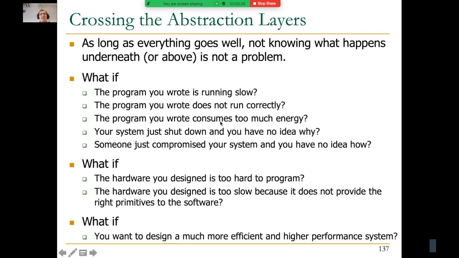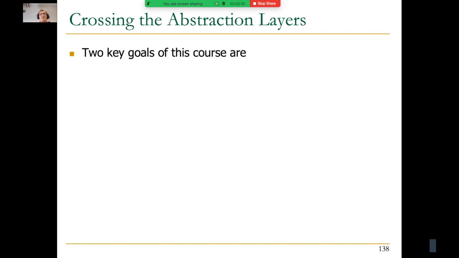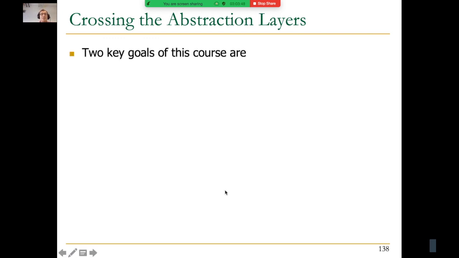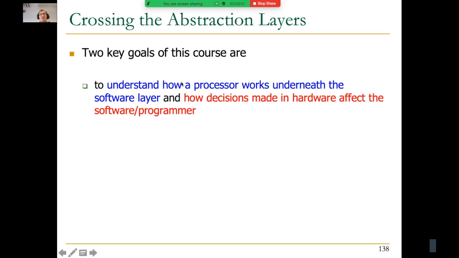And someone else may not be actually experiencing the exact same problem. So you will not know enough and you will not fix things fast enough if you don't know the answers. So I believe a computer architect is actually comfortable in having these answers. Maybe not all of them in all complicated systems, but at least understanding fundamental trade-offs here. But basically, two key goals of this course are to understand how a processor works underneath the software layer and how decisions made in hardware affect the software programmer.